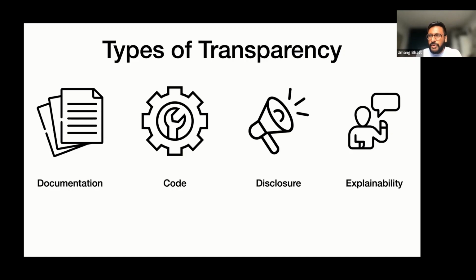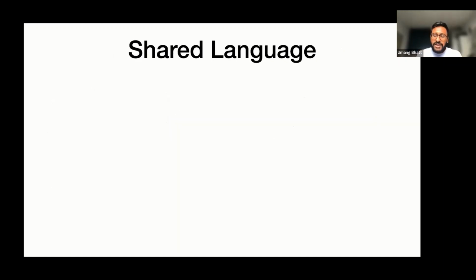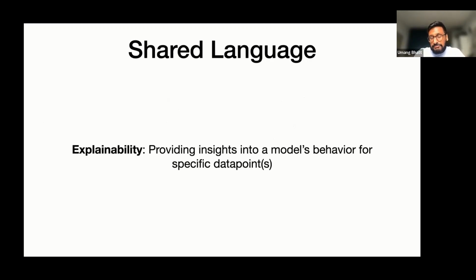Explainability tries to provide you with an explanation for how a system works. And specifically, in the same spirit of a shared language, in our research, we define explainability as providing insight into a model's behavior on a specific data point. Okay, so this is also loose in some sense. I mean, there's a lot of things that fall into this category about how you provide insight into why a decision was made on a particular system.